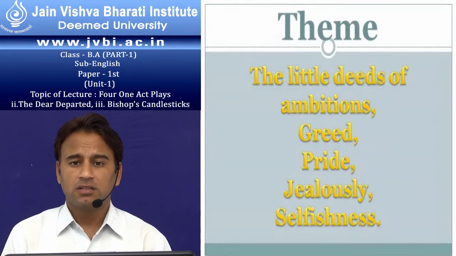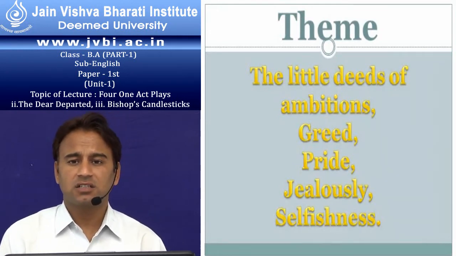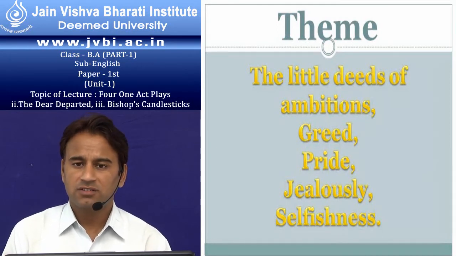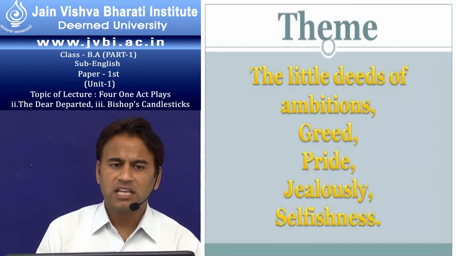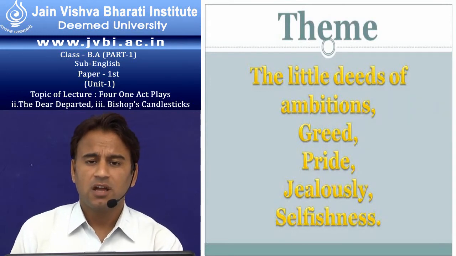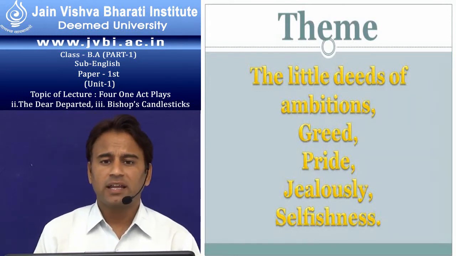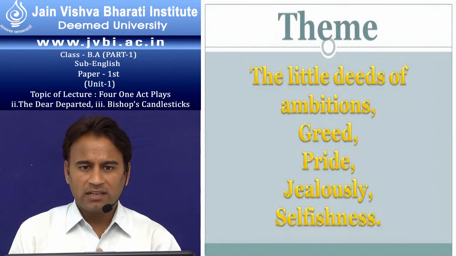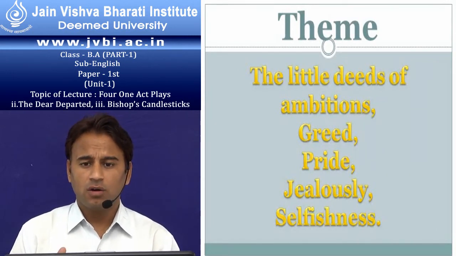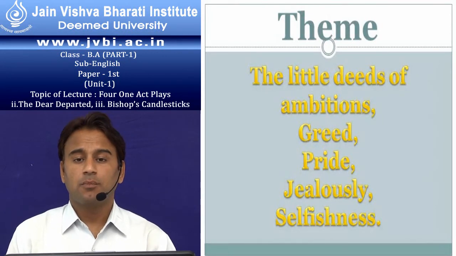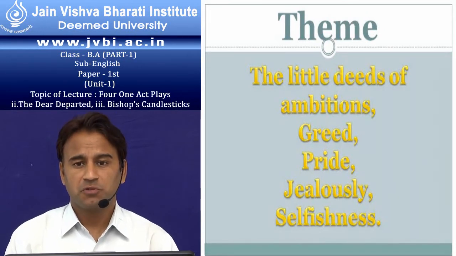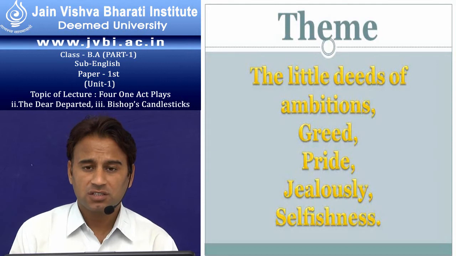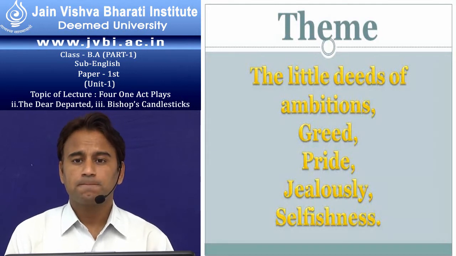And there is jealousy. The elder sister is jealous of the younger sister, and the younger sister is also jealous of the elder sister. Both are jealous of each other. Then selfishness. Both show selfishness. When Amelia got the chance, she took over the bureau and the clock. When her younger sister came, she also claimed that Mr. Abel had promised her the watch, which shows the selfishness of both the sisters.